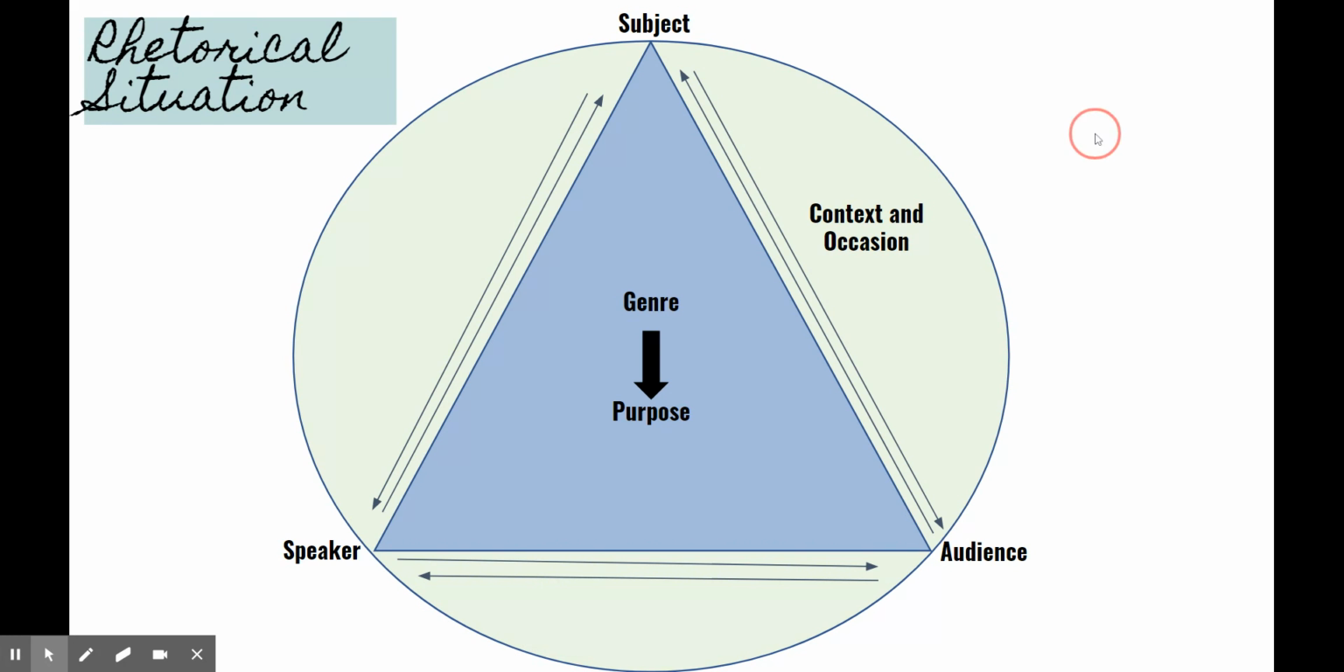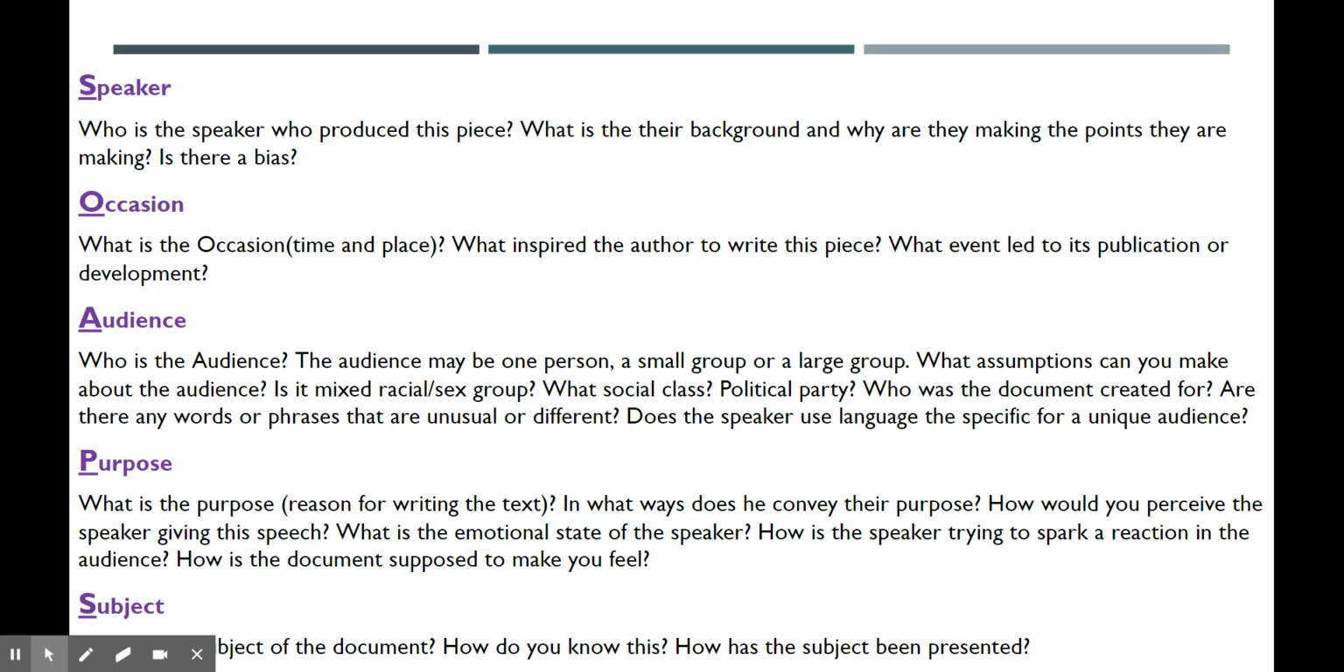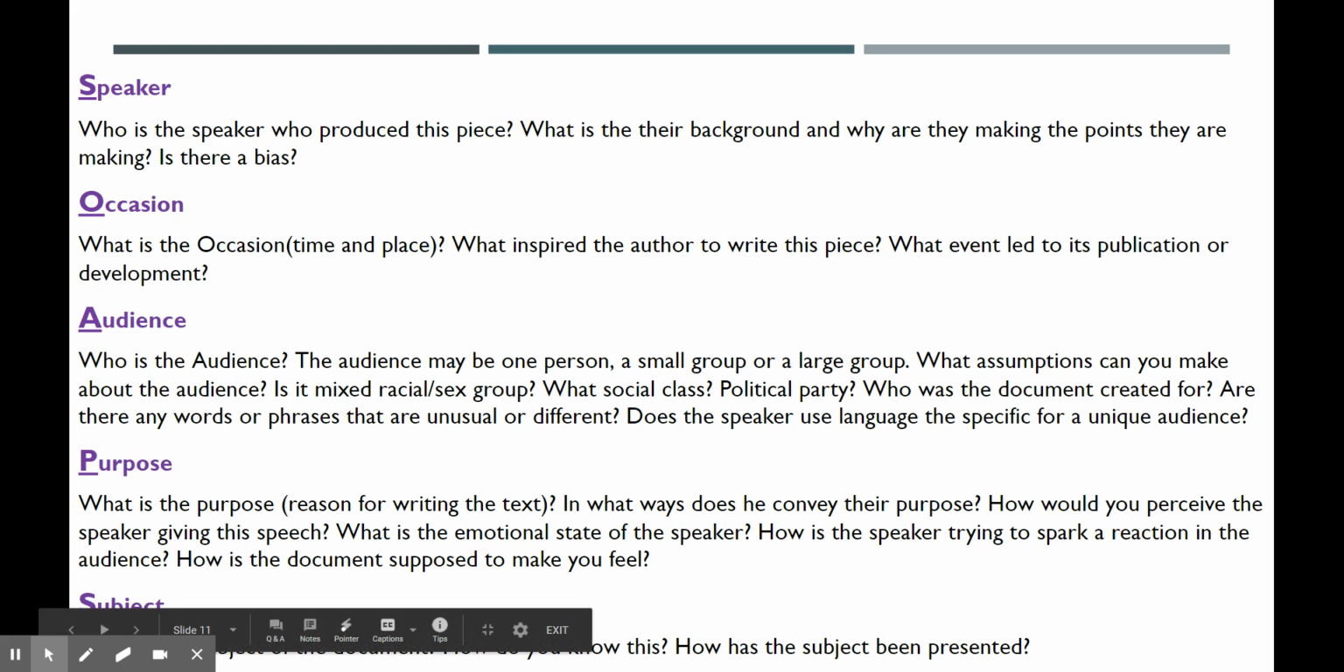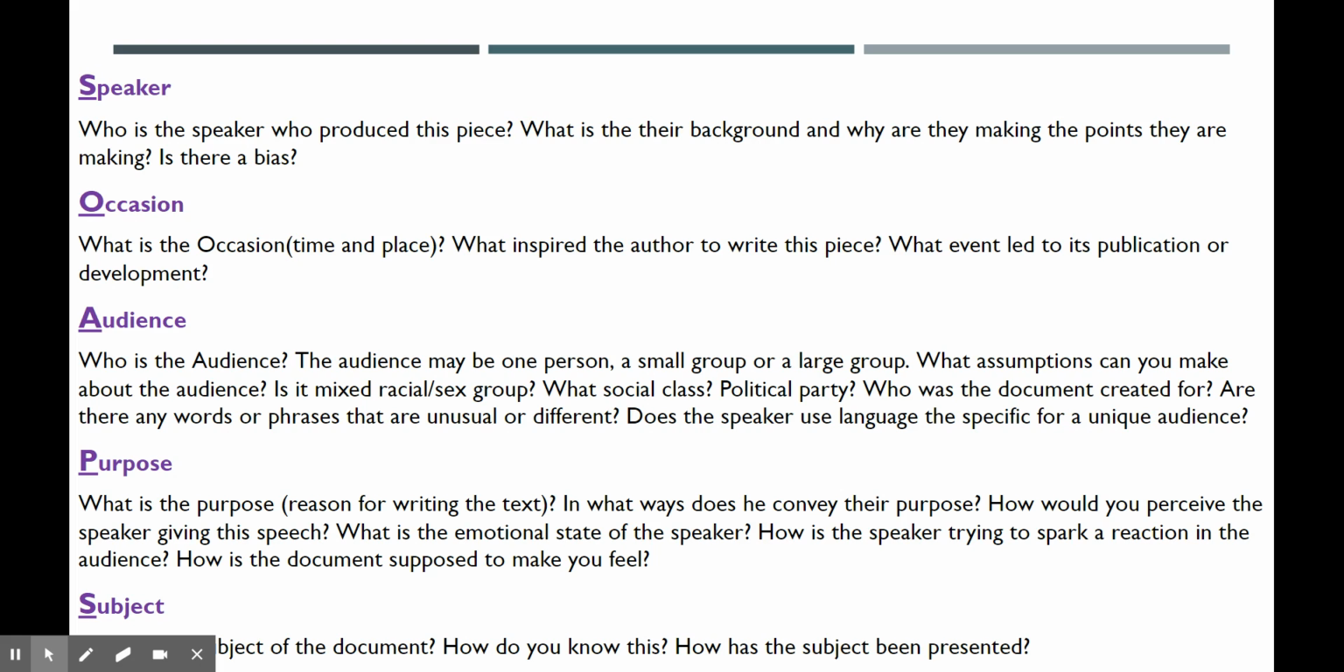When it comes to remembering the rhetorical situation of a text, we use an acronym known as SOAPS. If you have a piece of paper or something to take notes with right now, you can go ahead and take notes on this. Just write down at least the first question or two under each thing. If you don't have anything readily available right now, then just go back later and take a look at the lesson slides and take notes. So SOAPS just stands for all the various parts of the rhetorical situation: speaker, occasion, audience, purpose, and subject.